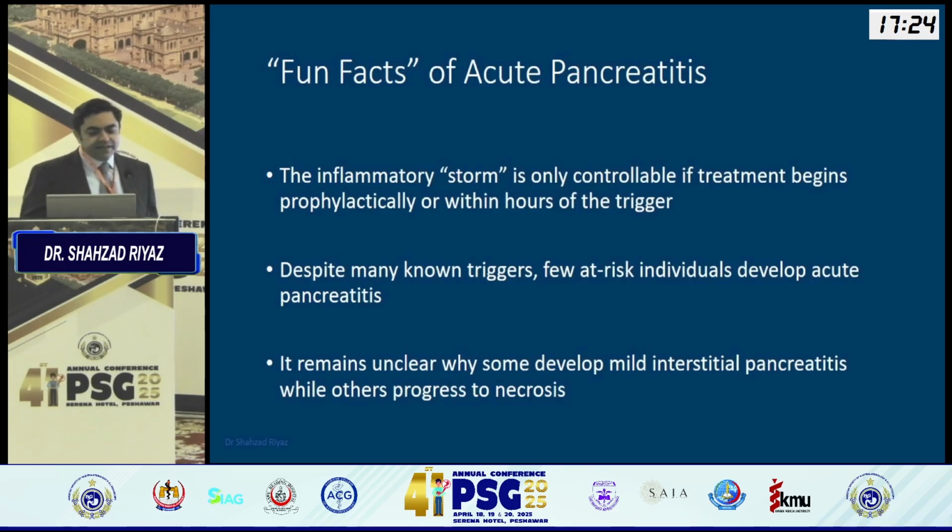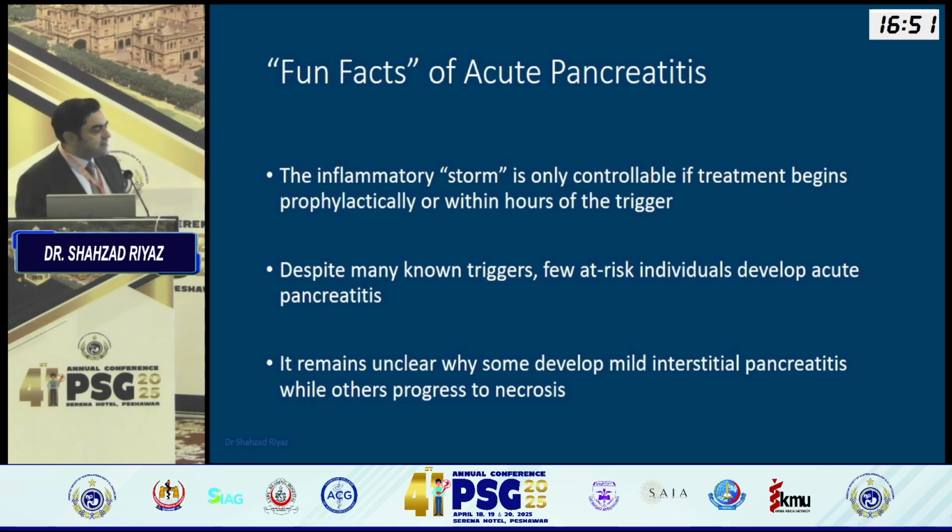So a few fun facts about the storm. We knew from quite early on that if the storm is to be stopped, you have to intervene either prophylactically or quite soon after the storm starts. So we were having this discussion in our endoscopy session whether the suppository for pancreatic prophylaxis should be given before or after. And the overwhelming majority said that you should be giving it before, because the idea is that the medicine should be there when this trigger starts.